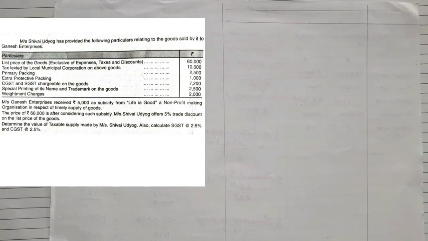Next, tax levied by municipal corporation on above goods, primary packing, extra protective packing, CGST, SGST, special printing, weighman charges. After the adjustments are given as the Ganesh Enterprise received 5,000 as subsidy from Life is Good, a non-profit making organization. Price of 60,000 is after considering such subsidy. Shivai Udyog offers 5% discount on the list price. So now there is discount also here. Determine the value of supply of goods made by them and calculate CGST and SGST at 2.5% each. So now let us see how to solve this.